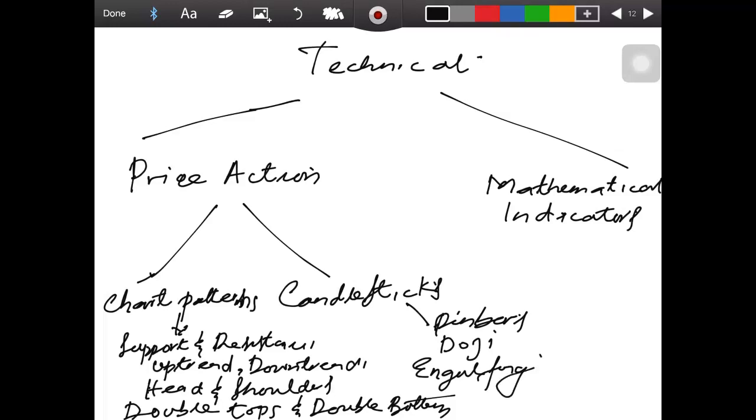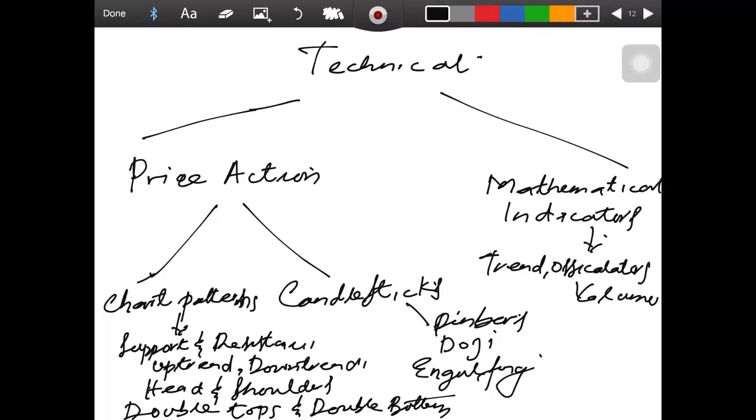Okay, so I'm just breaking it down for you so that when we get into them one by one, you're not going to get confused and you know exactly what we are treating. Under mathematical indicators, there are three different types. You have trend, you have oscillator, those are the basic two, trend and oscillators. Then you have volume: trend, oscillator and volume.